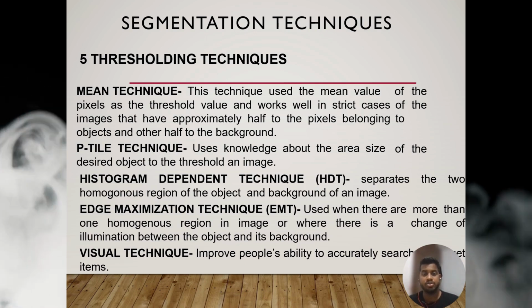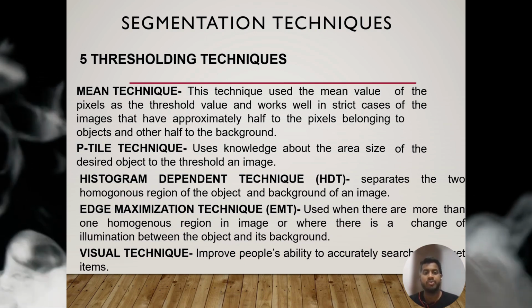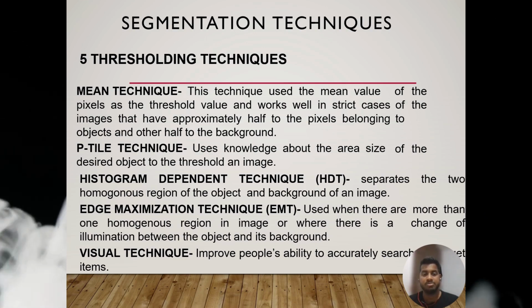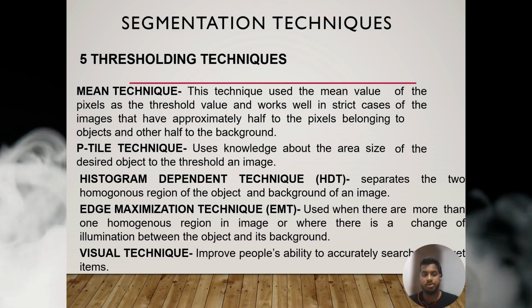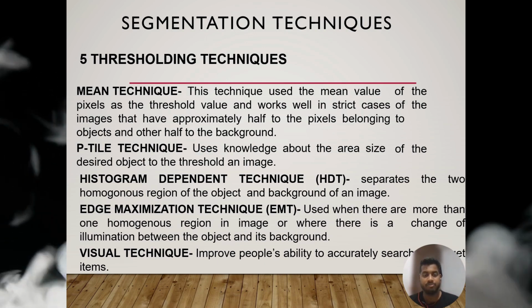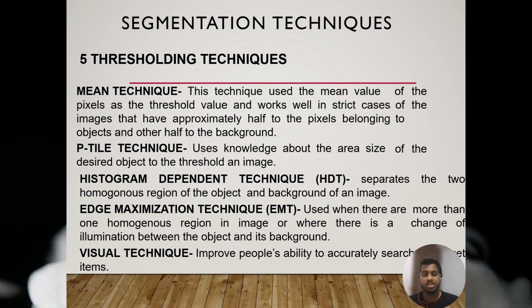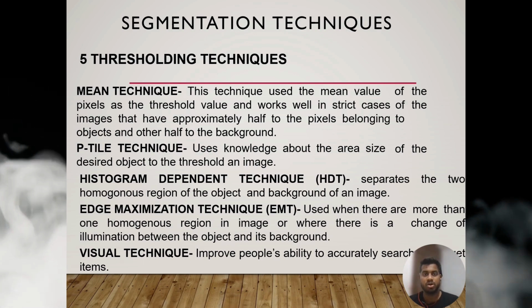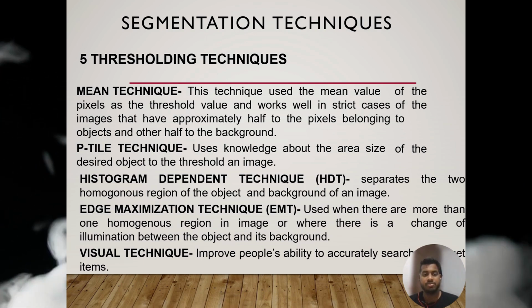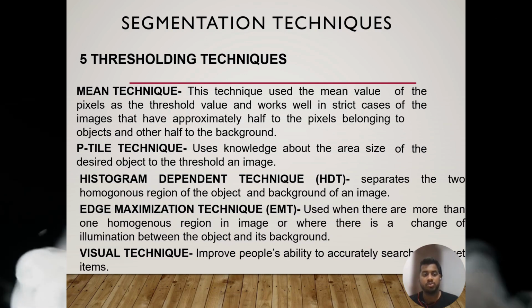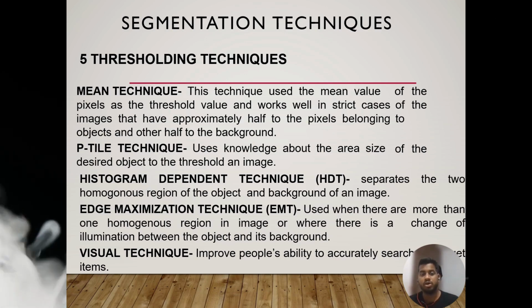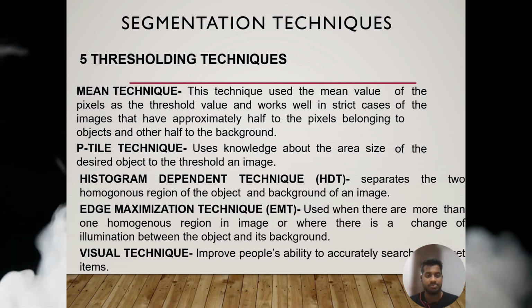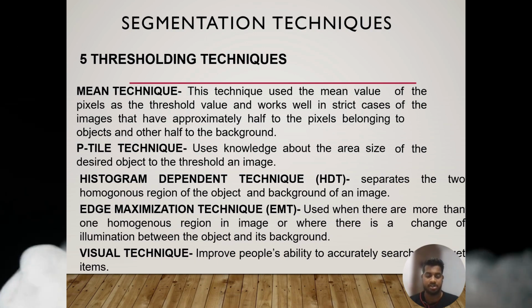Now, there is a mean technique, p-tile technique, histogram technique, edge maximization, and visual technique. The mean technique uses the mean value of the pixels as a threshold value and works well in strict cases of images that have approximately half of the pixels belonging to objects and the other half to the background. The p-tile technique uses knowledge about the area size of the desired object to threshold an image. The histogram-dependent technique separates the two homogeneous regions of the object and background of an image. There is an edge maximization technique and a visual technique also.